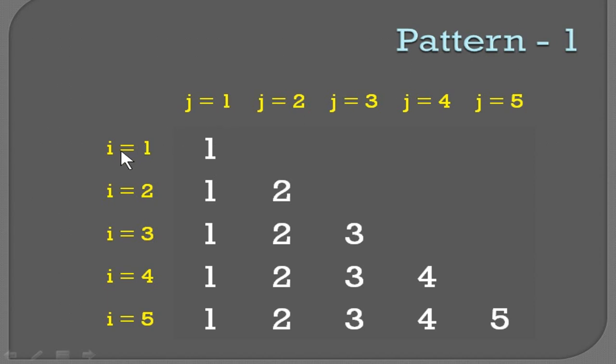Here you can notice one thing. If the I value is 1, you are going to execute the inner loop once. If the I value is 2, you are going to execute the inner loop 2 times. If the I value is 3, you are going to execute the inner loop 3 times. So what you can notice is that you stop the inner loop when it reaches the I value. Okay, so we are going to see the program.